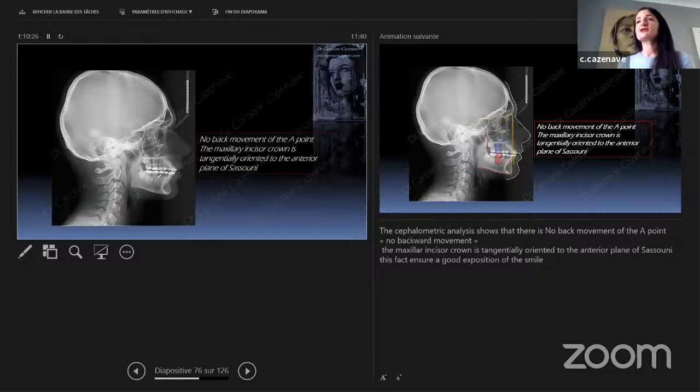The cephalometric analysis showed that there is no back movement of the A point. The maxillary incisor crown is tangentially oriented to the anterior plane of Cazenave, and this fact can show a good exposition of the smile.